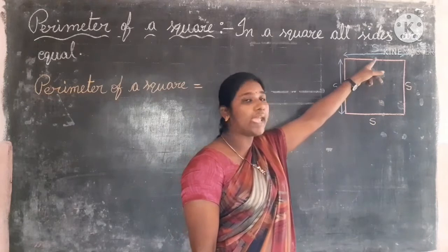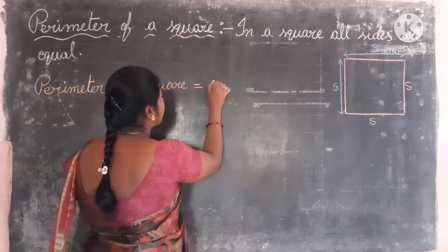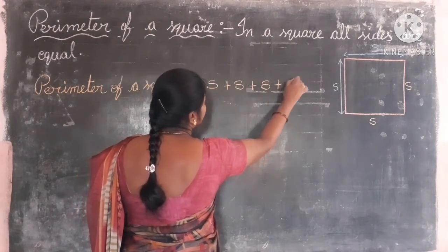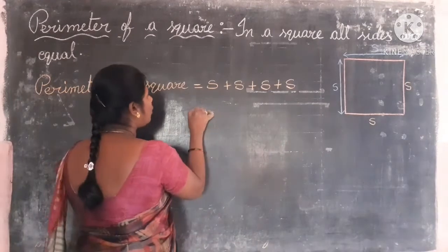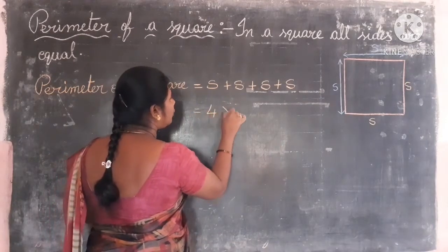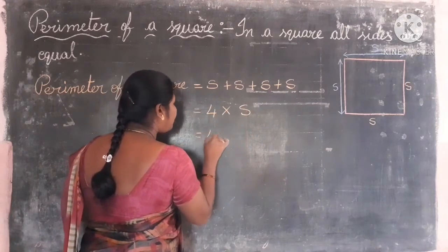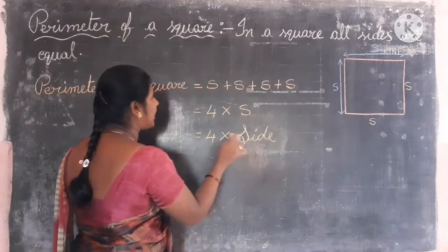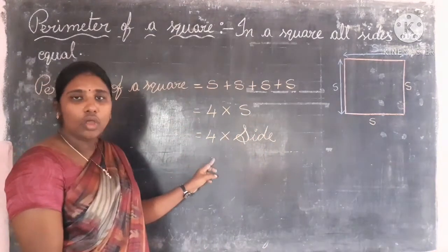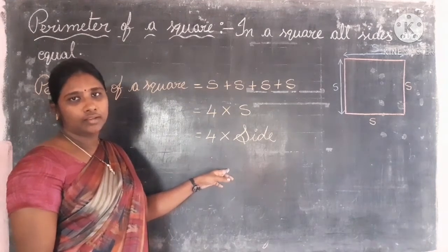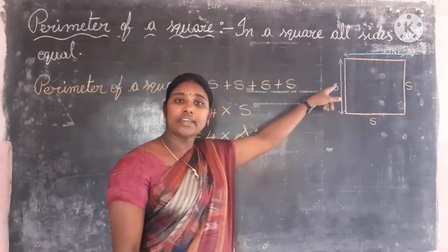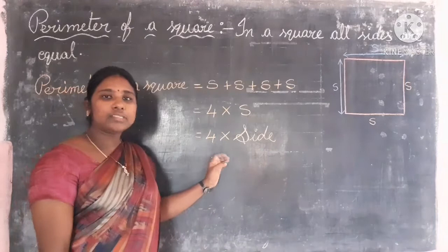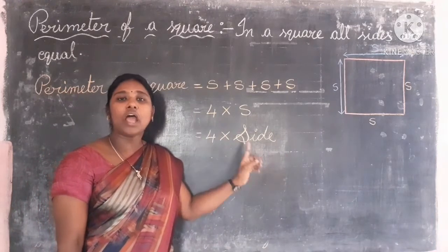So what are the sides? S. 4 sides, 4 S's: S plus S plus S plus S. 4 sides, so 4 into S, which is equal to 4 into side, S for side. So the perimeter of a square is equal to 4 into side. We have to add all its sides. So what is the perimeter of a square? 4 into side. Sometimes they will give the perimeter, and we have to find the side.